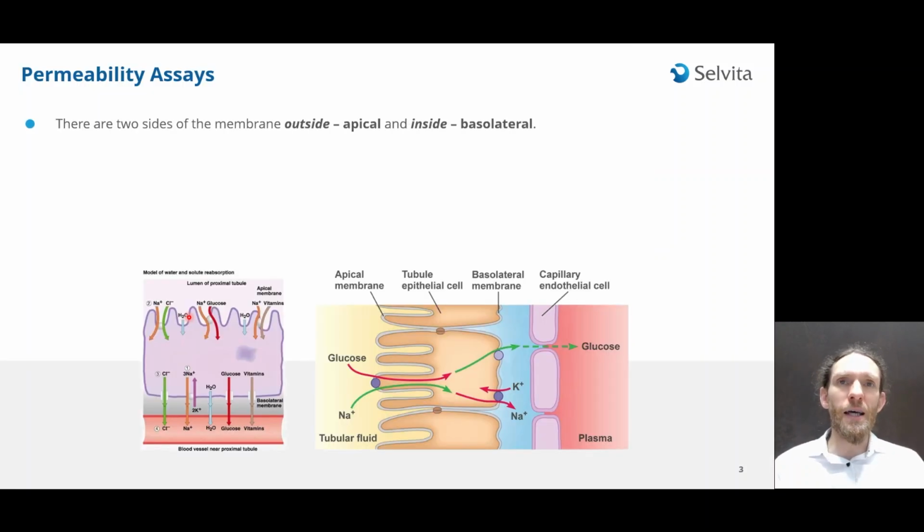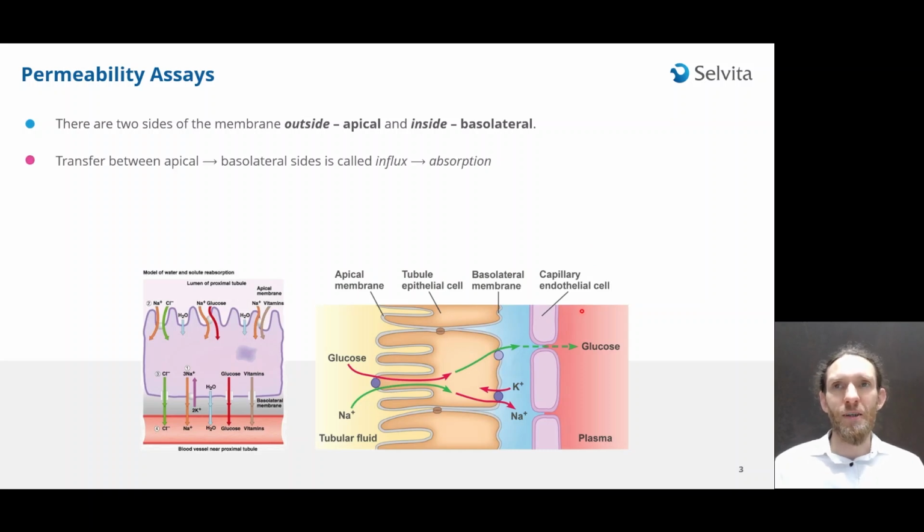So, last time we introduced the composition of a membrane and also basic mechanisms like paracellular, transcellular of compounds that is present during the permeation of the membrane. Here, to describe and discuss different assays, we need to name both sides of the membrane. So we have the outside of the membrane, it's called apical side. The inside is called basolateral side.